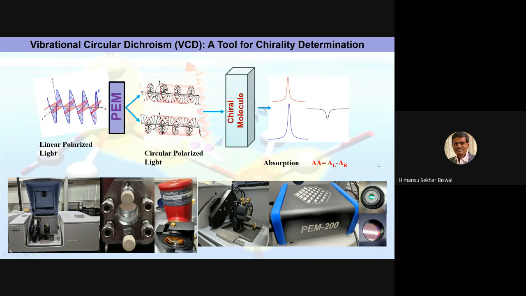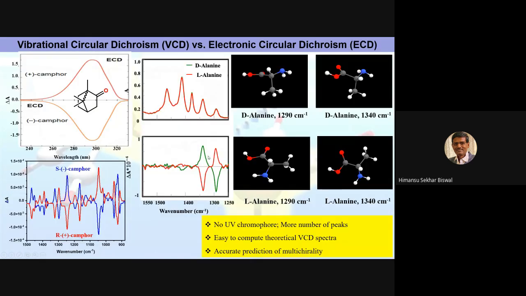So the setup we have is vibrational circular dichroism, and it has a lot of advantages. Let's say if you have phenylalanine, where you have an aromatic compound, then you can use the electronic CD. But if you don't have an aromatic compound, you cannot use the electronic CD. You have to depend on the vibrational circular dichroism.